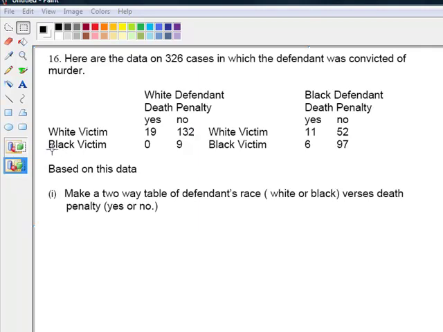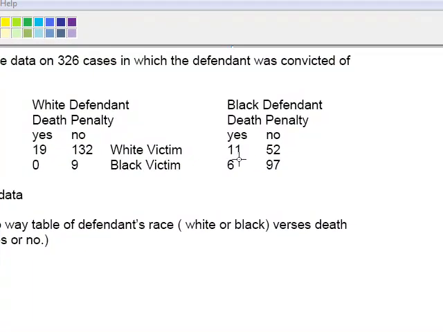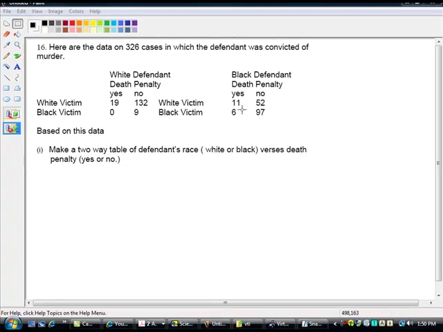Makes sense? Now if the victim was black and the defendant was white, nobody got death penalty, 0 got death penalty, 9 did not, okay? And here the same thing is given through the white victims and black victims. So tell me, what does 11 show us? 11 shows us the victim was white but the defendant was black, right? Makes sense? Okay. Now they are asking us to do this, okay?